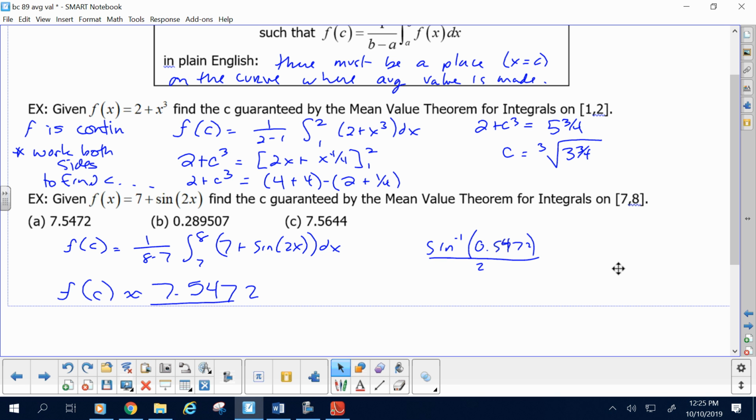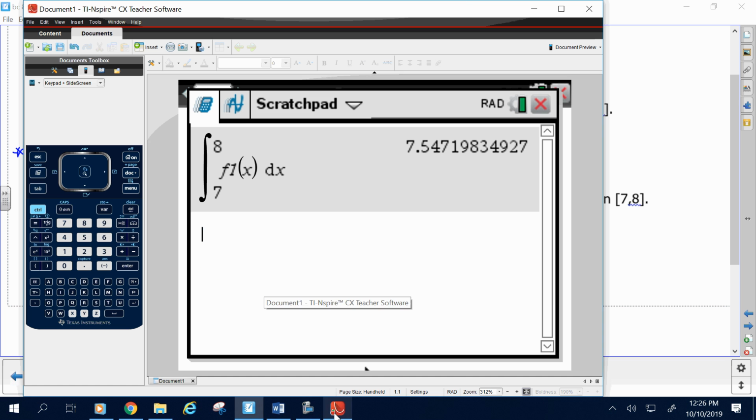Obviously, they are requiring me to do more, so let's talk about this because this is a great gotcha question. There's still a trick in there that you need to be aware of. So you say, where is this 7.5472? How did you use your calculator to answer that question? Did you graph the average value? What did you do?